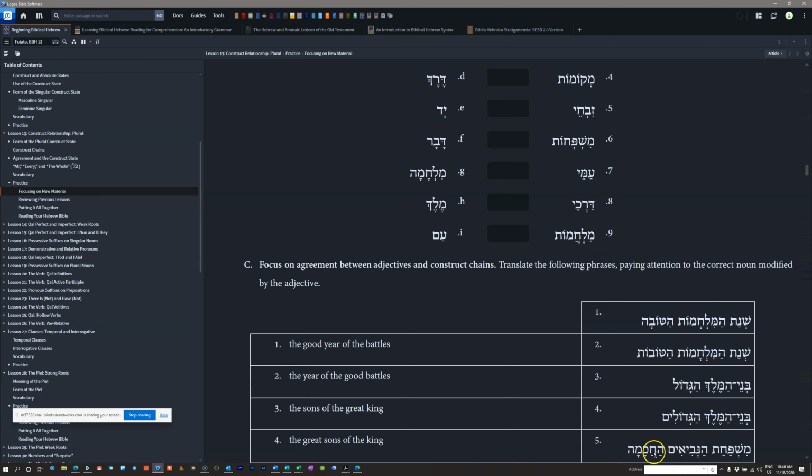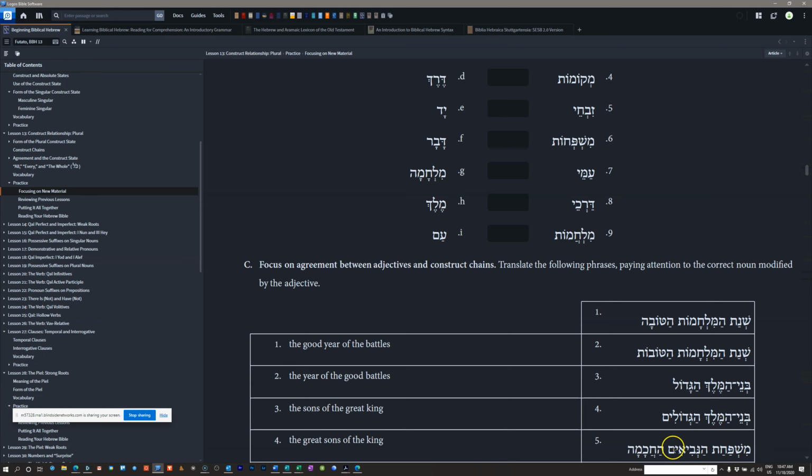and now we have our adjective ha-chachama. Ha-chachama is feminine singular, and so we have to figure out which word it modifies. Nevi'im is masculine plural, but mishpachat is feminine singular. So ha-chachama matches mishpachat. Again, it's attributive because we've got a definite article on ha-chachama, and mishpachat is also definite. So we've got an attributive adjective.